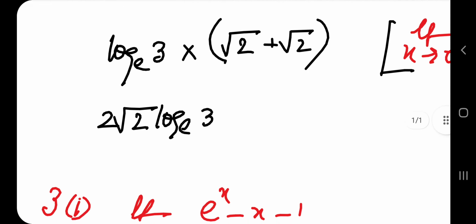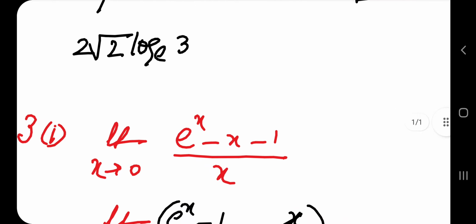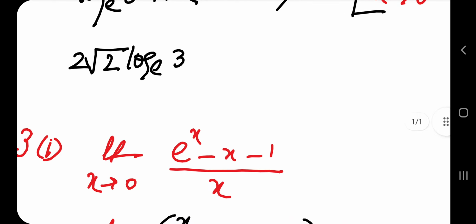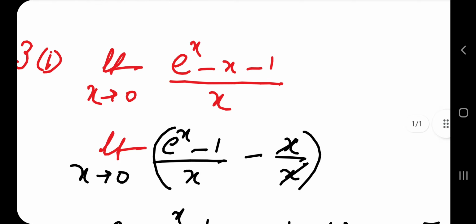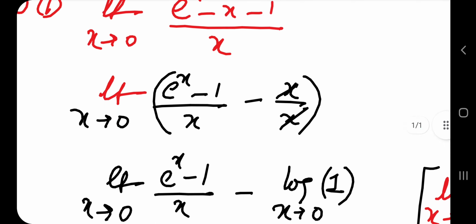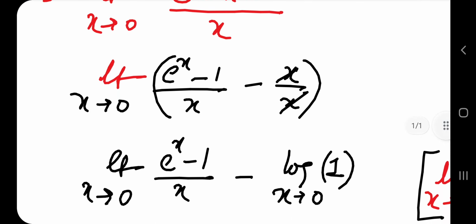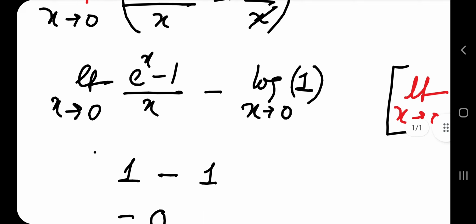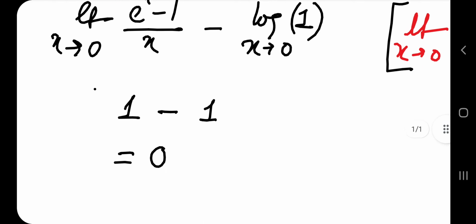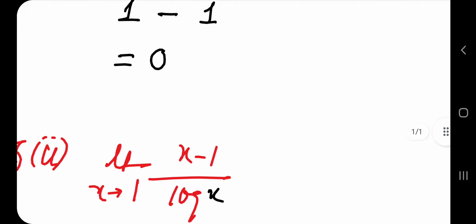Let's come to this one. We can easily separate like this: (e^x minus 1) by x and x by x. X by x is already 1. And the first part is a formula, so 1 minus 1 gives you 0. It's a very easy sum. Now come to this form.